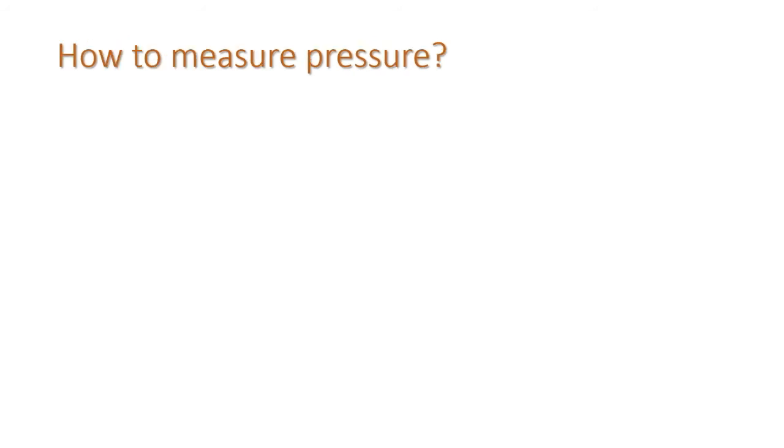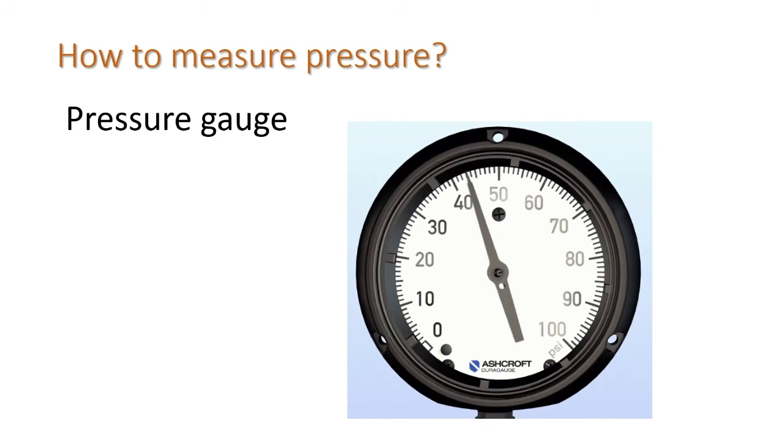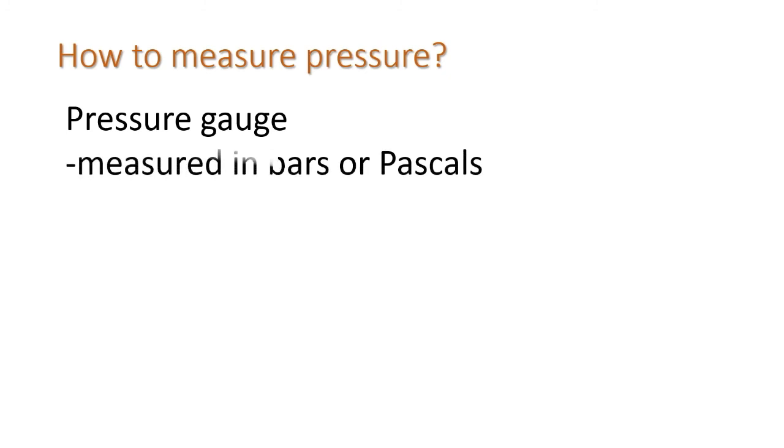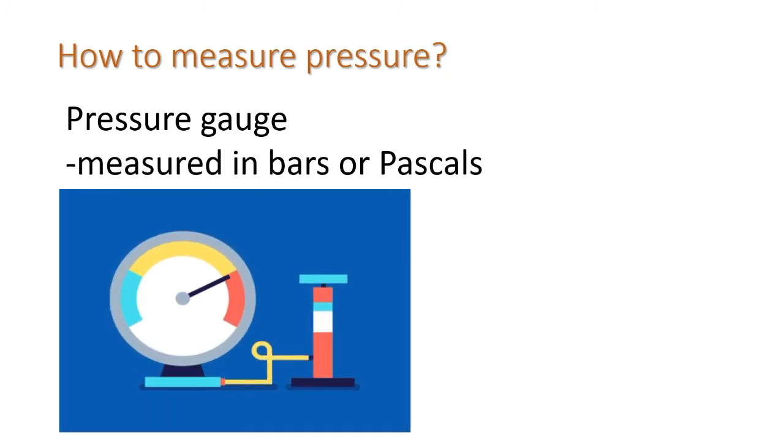Now we look at how to measure pressure. The instrument that we use to measure pressure is called a pressure gauge. When pressure is measured, the unit that it will be measured in is either bars or pascals. A pressure gauge will measure the amount of pressure that's in a specific substance to give us an accurate value on the pressure that is in a specific substance.